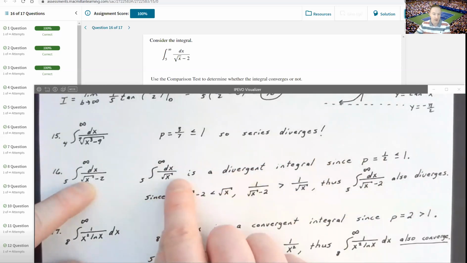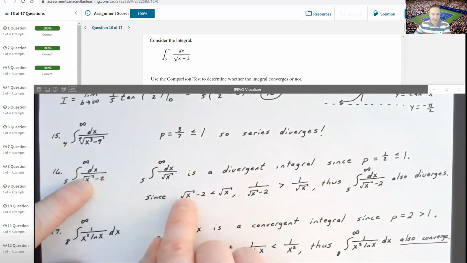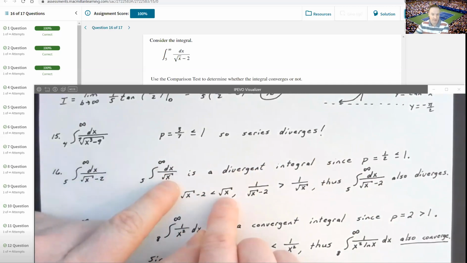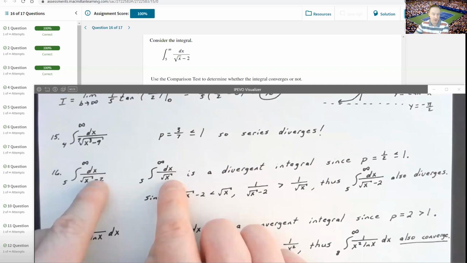Okay, now the logic in how we simplify our problem is you say, well, okay, our denominator, since we're subtracting 2 from it, it's always going to be less than this denominator. What do you know about two fractions that have the same numerator but different denominators?